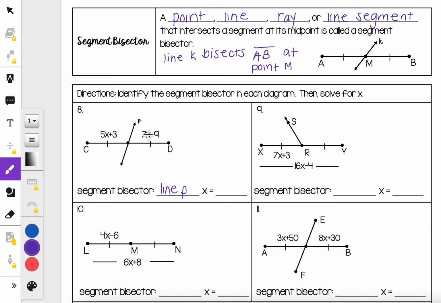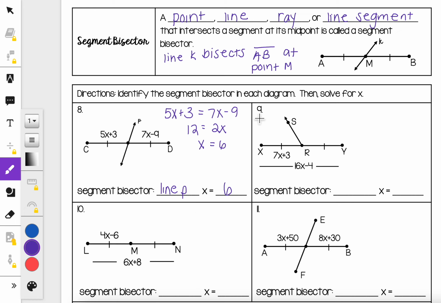If I wanted to solve for x, again I'm just going to set these segment lengths equal to each other. So 5x plus 3 equals 7x minus 9. We're going to get 2x equals 12, so x equals 6 here. And here we just have to solve for x. We're not substituting anything in.